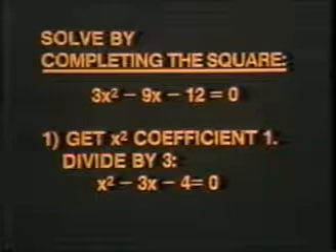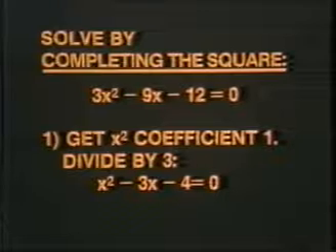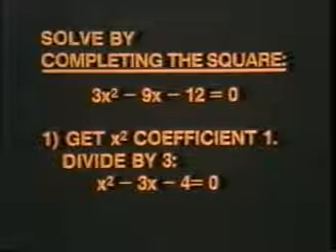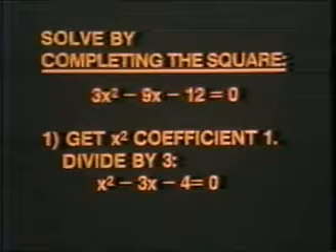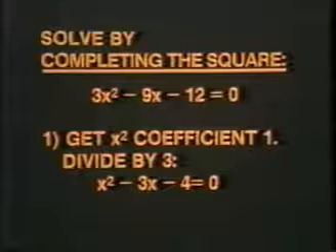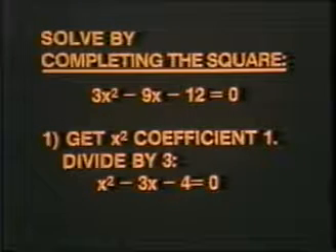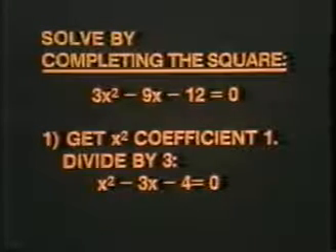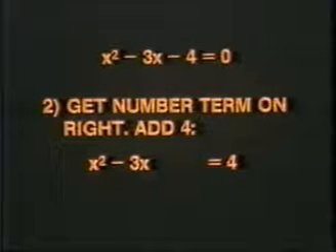Step 1, change the x squared term so that it has a coefficient of 1. How do we change 3x squared to x squared? Divide all the terms by 3, and we've got it. Then we get the number term, 4, over on the right where it belongs.